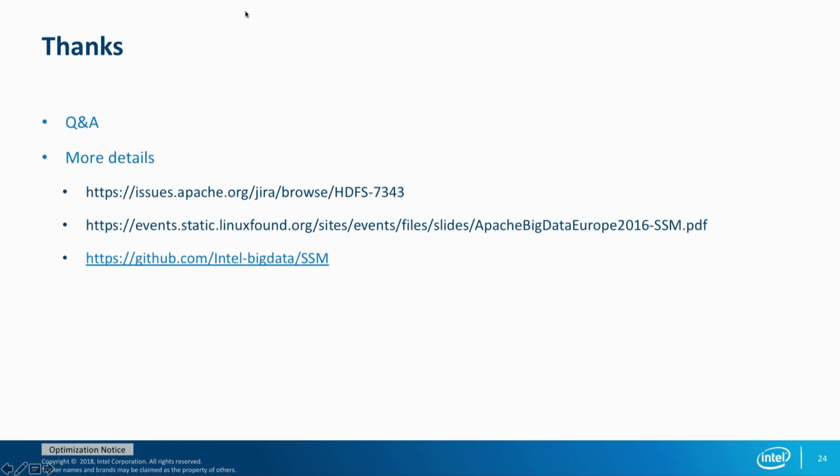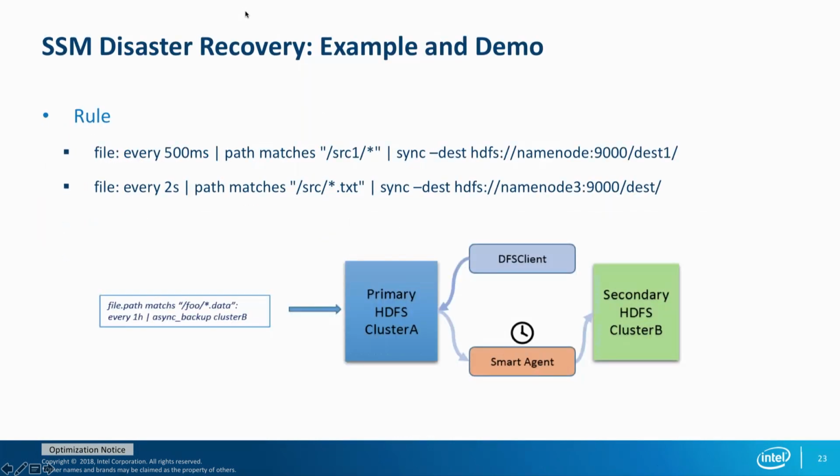For example, we want to back up all files in source 1 to remote cluster destination 1, and check the interval is 500 milliseconds. So SSM will do the rest of the job. Also, you can filter your files, and maybe you just need to copy the task files.